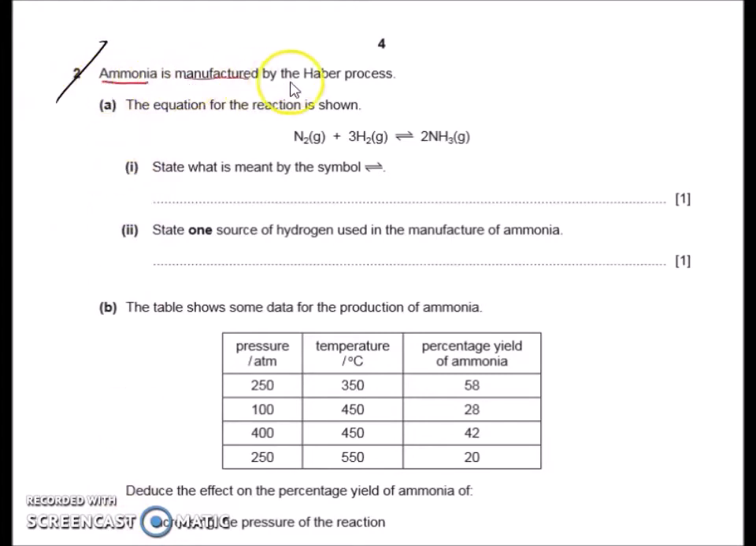Ammonia is manufactured by the Haber process. The equation for the reaction is shown below here. State what is meant by the symbol. Okay, this symbol is reversible. Okay, your answer is reversible.